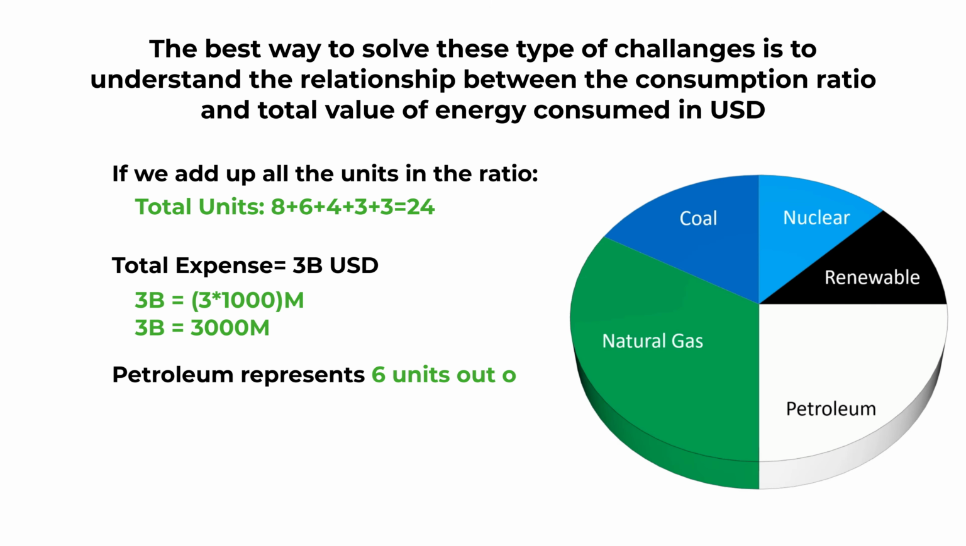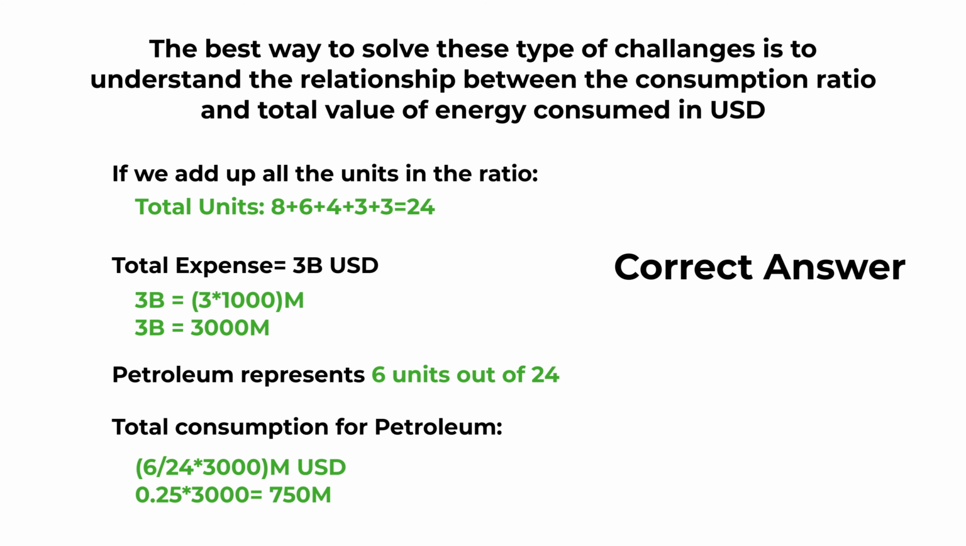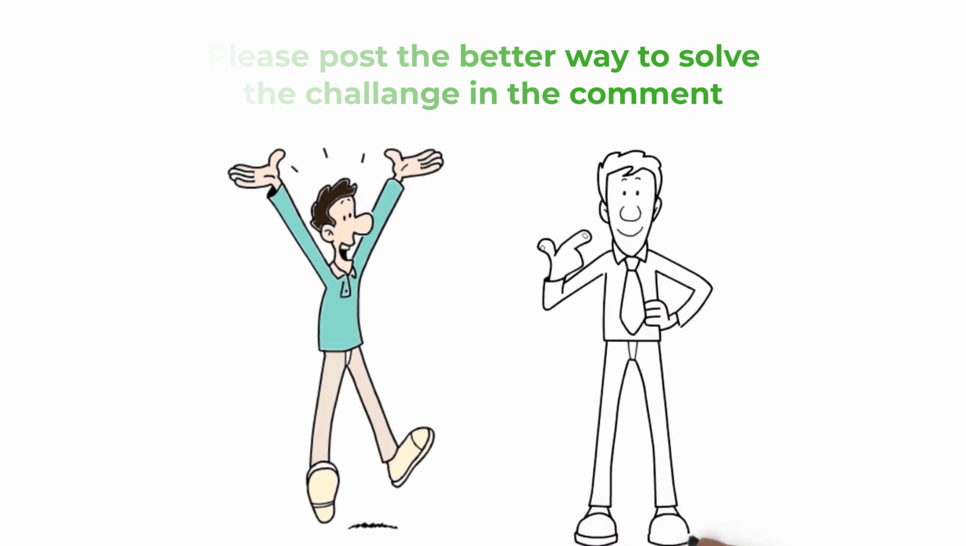Petroleum represents 6 units out of 24, so the total consumption of petroleum can be calculated as 6 divided by 24 multiplied by 3,000. We get 0.25 multiplied by 3,000, which equals $750 million. So the correct choice here is choice C, $750 million. Did you come up with the same answer? If you know a better way to solve this challenge, please make sure to post it in the comment section of this video.